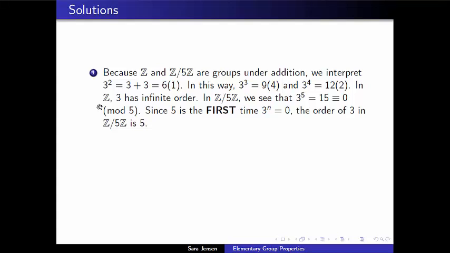However, in Z mod 5Z we see a different behavior. We've seen what 3 to the 1st power is, what 3 to the 2nd power is, 3 to the 3rd, and 3 to the 4th in Z mod 5Z: answers of 3, 1, 4, and 2. Yet when we do this one more time and compute 3 to the 5th power, that would be equal to 15 in the integers, and 15 is congruent to 0 modulo 5. 0 is our additive identity, and this is the first time we've taken a power of 3 and reached that additive identity. We conclude that 5 is the order of 3 in Z mod 5Z.